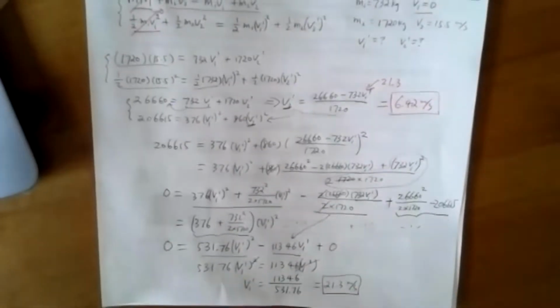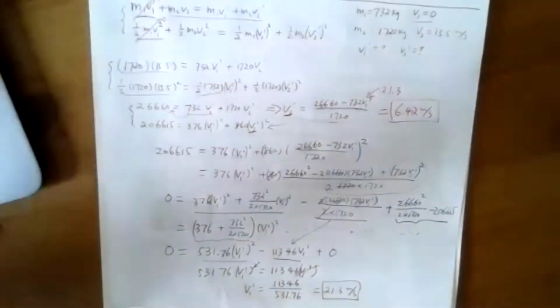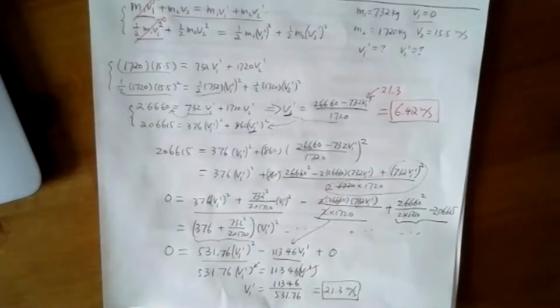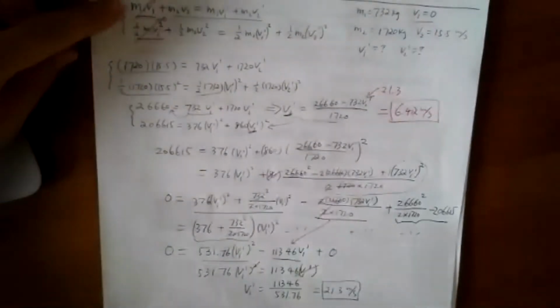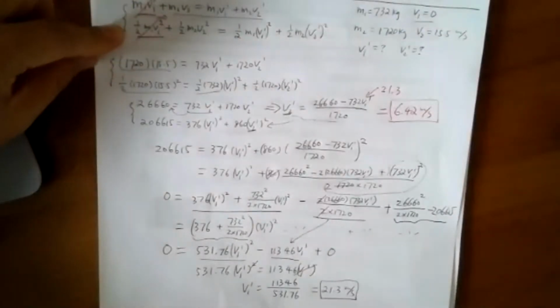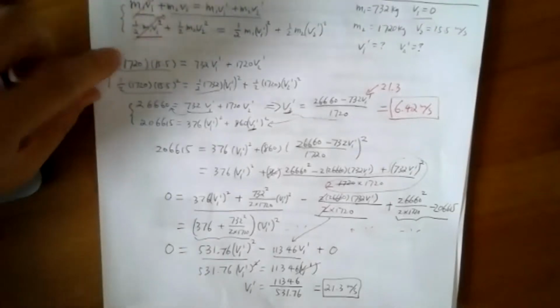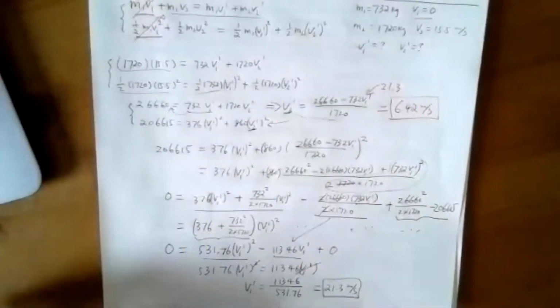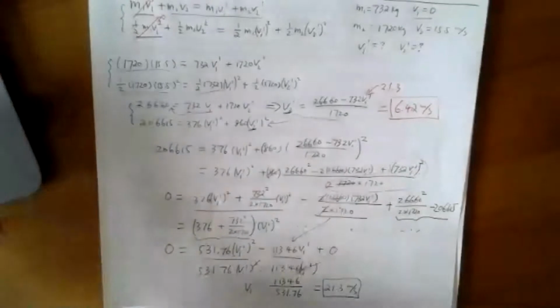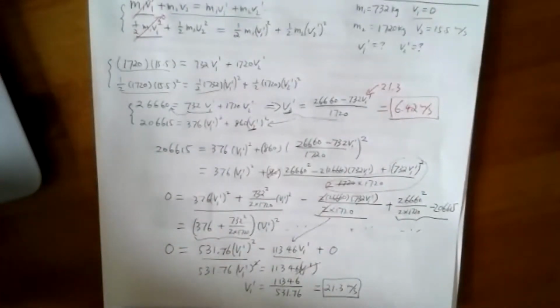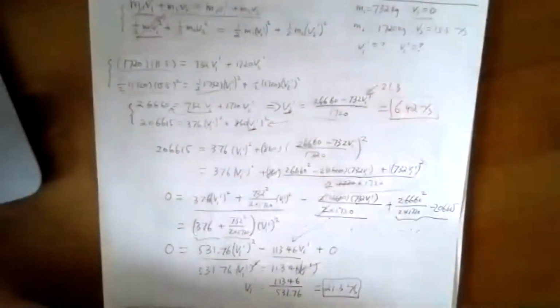I think the algebra is a little bit tedious, but it's kind of straightforward. You should be able to follow step by step. As I mentioned, first you write out the conservation of momentum and then conservation of mechanical energy, and then from two equations you solve for two unknowns. So let me pause for a few seconds to see if you have any questions.